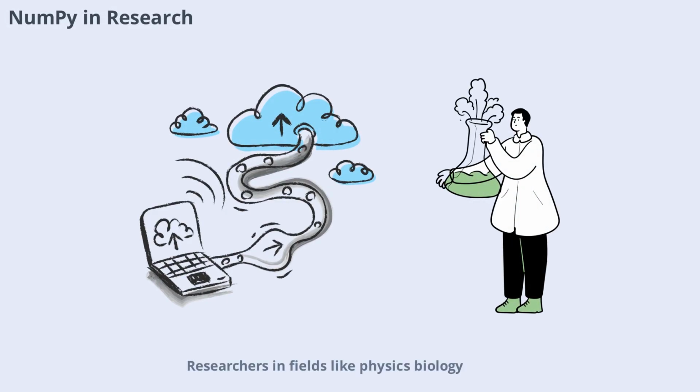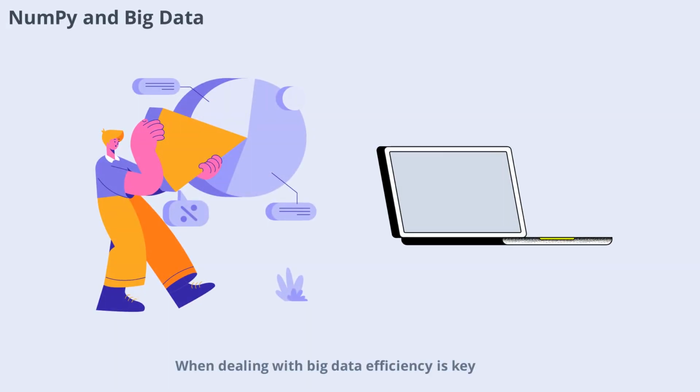Researchers in fields like physics, biology, and engineering rely on NumPy for numerical simulations and data analysis. Its precision and speed make it ideal for scientific computing, enabling breakthroughs in a wide range of disciplines. When dealing with big data, efficiency is key. NumPy's optimized storage and fast computation capabilities make it a top choice for processing massive datasets. Whether you're analyzing millions of records or running complex simulations, NumPy helps you get results quickly.